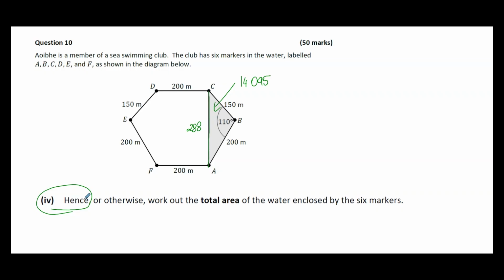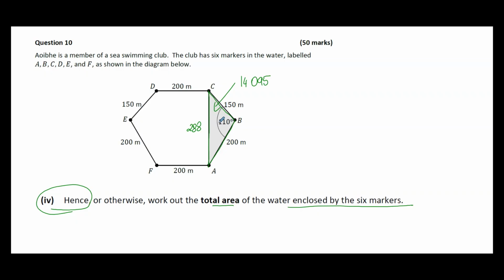So that word hence is saying use the knowledge that you have gathered. And we can see that the calculation has to do with this triangle here. Both of them we've done about this triangle. They are saying use that or otherwise to work out the total area of the water enclosed. So we are talking about all that area inside, and again, we don't have a formula for that.